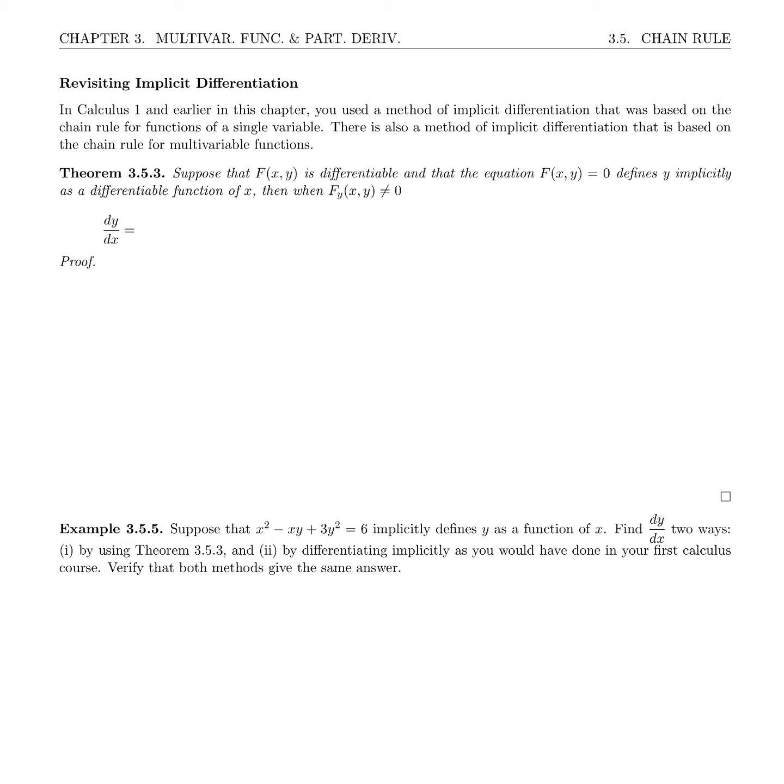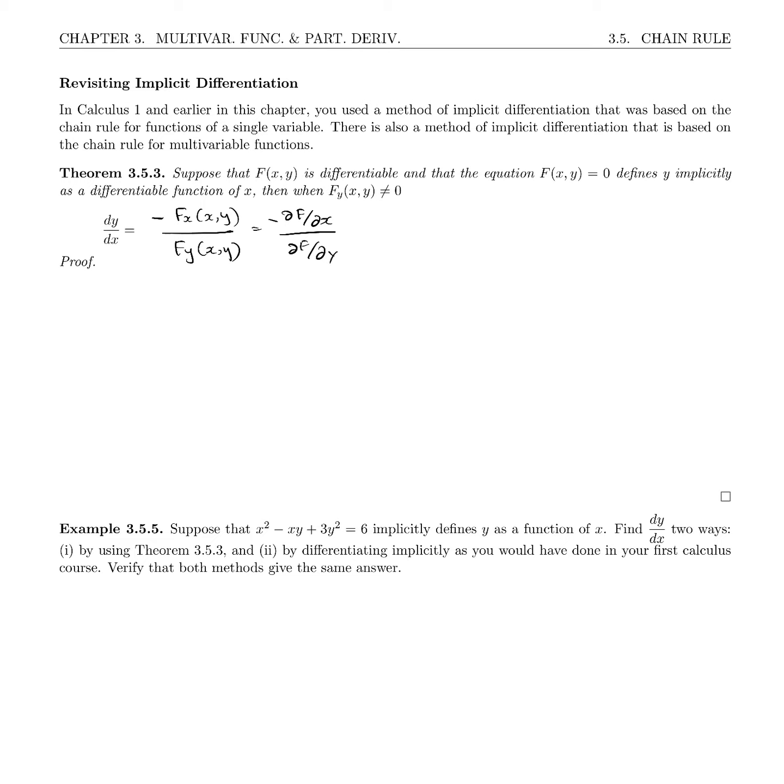Theorem 3.5.3. Suppose that f of x,y is differentiable and the equation f of x,y equals 0 defines y implicitly as a differentiable function of x. Then, as long as f sub y of x,y is not equal to 0, dy/dx is minus f sub x of x,y over f sub y of x,y, or written in our other notation, del f/del x over del f/del y, minus in the numerator.